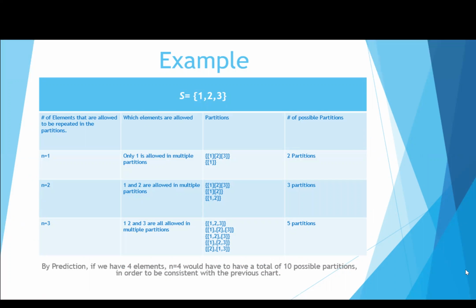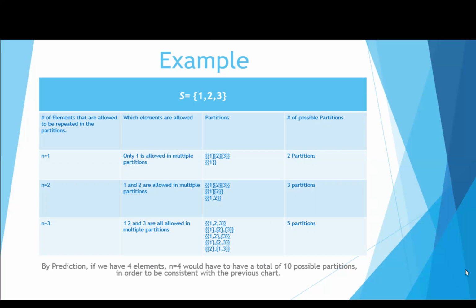Here we have an example showing the flexible elements. For n equals 1, only 1 is allowed in multiple partitions, 1 being the flexible element, and it has 2 possible partitions. In the next row, we have 1 and 2 being the flexible elements, and it increases to 3 partitions. After that, we have 1, 2, and 3 being the flexible elements, and we have 5 partitions.